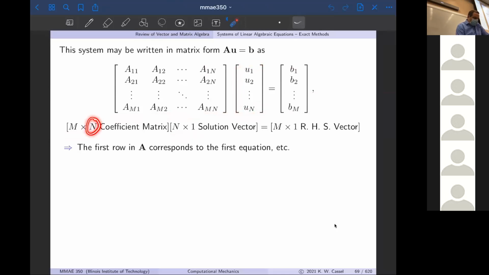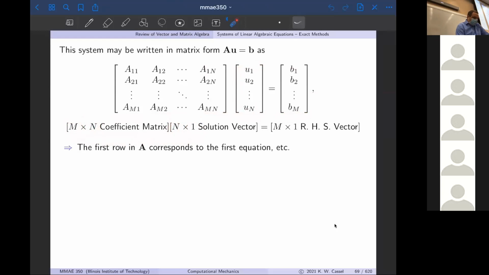So notice that the inner dimensions are the same, and the result is the outer dimension, so it's M by 1. So B is M by 1. So all the matrix multiplication rules apply and everything's fine.